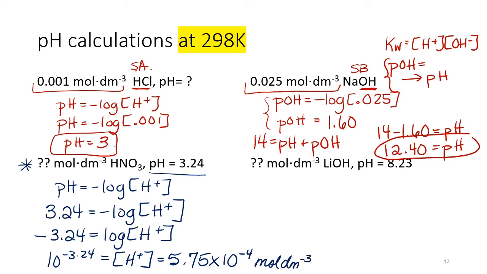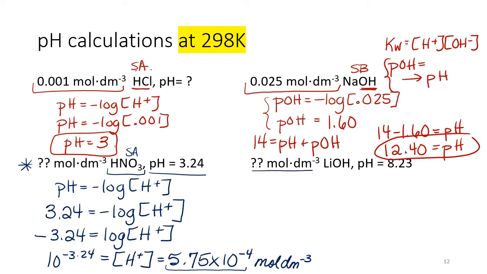Checking out this concentration, does this concentration make sense for a strong acid? And it does. Remember, if the 10 to the negative 7 is that midway point and we're under it and acids are on the lower end, then yes, this makes sense. So let's go to the next one.